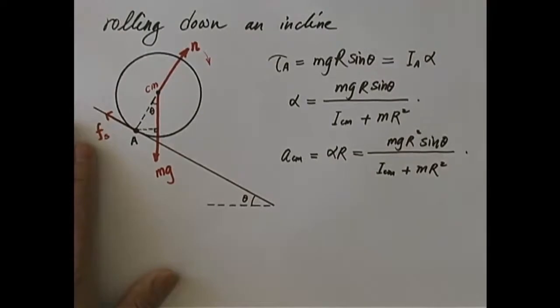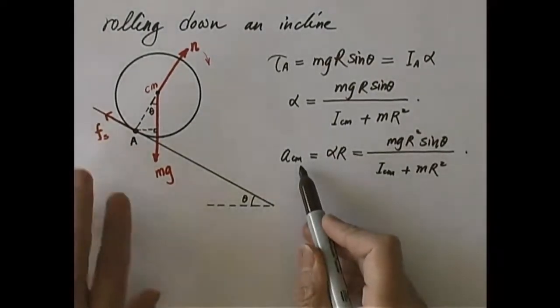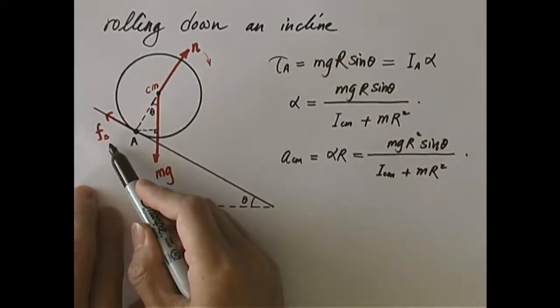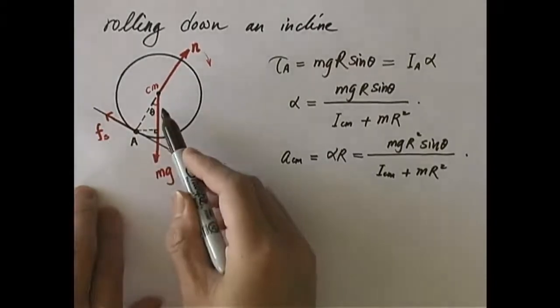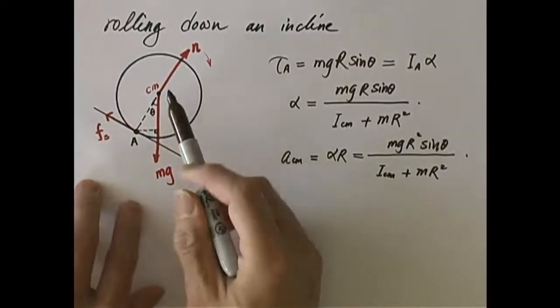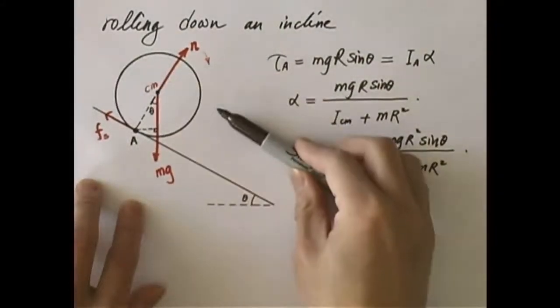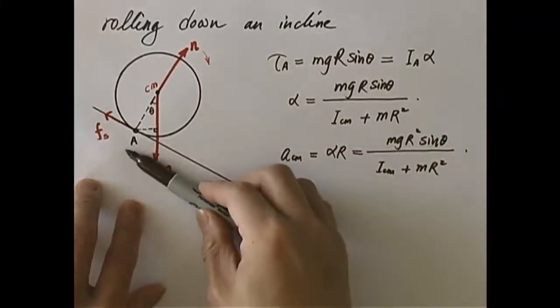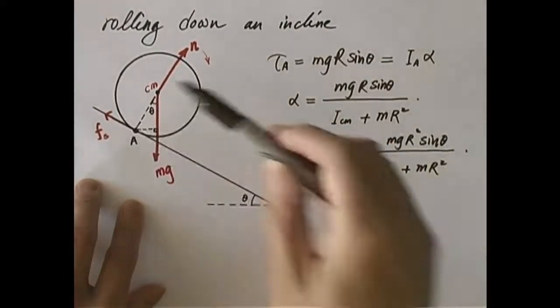There we go. I get ACM. Now, once you get ACM, if you want to, you can also find that Fs. Because now, if you apply Newton's second law for the center of mass translational motion, then along the incline, I got only two forces. One is mg sine theta going down, the other is Fs going up, right?